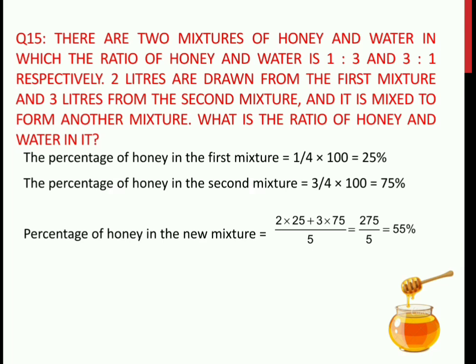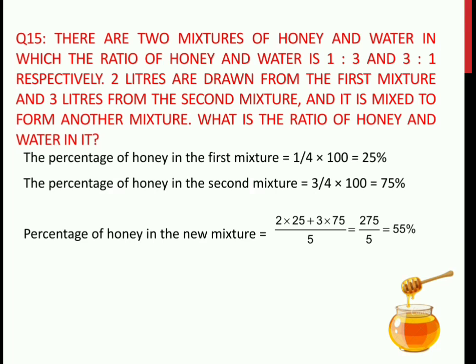So if we mix those two mixtures, the first mixture and the second mixture, we will get a new mixture. In this new mixture 2 liters will be from the first mixture, so 2 into 25% plus 3 liters from the second mixture, so 3 into 75%, upon the total quantity of the new mixture, which will be 3 plus 2, that is 5 liters. So 2 into 25 plus 3 into 75 divided by 5 will be equal to 275 by 5, and that is equal to 55%. So the percentage of honey in the new mixture is 55%.